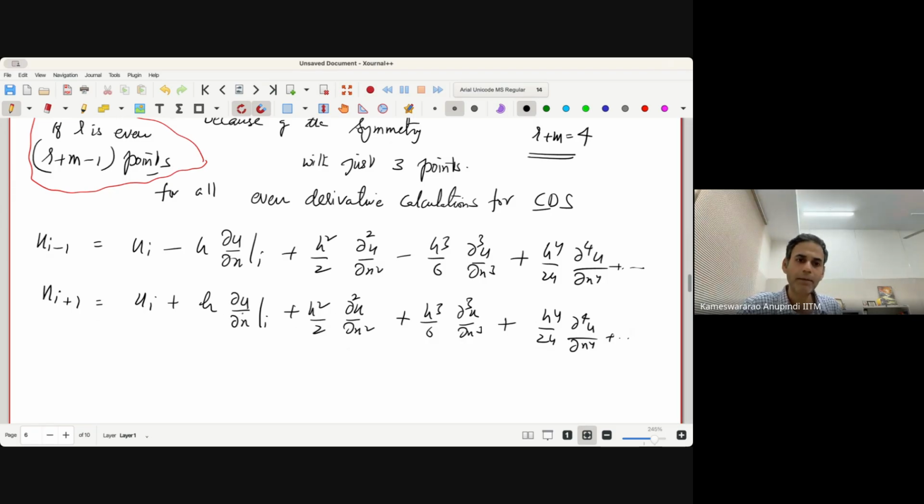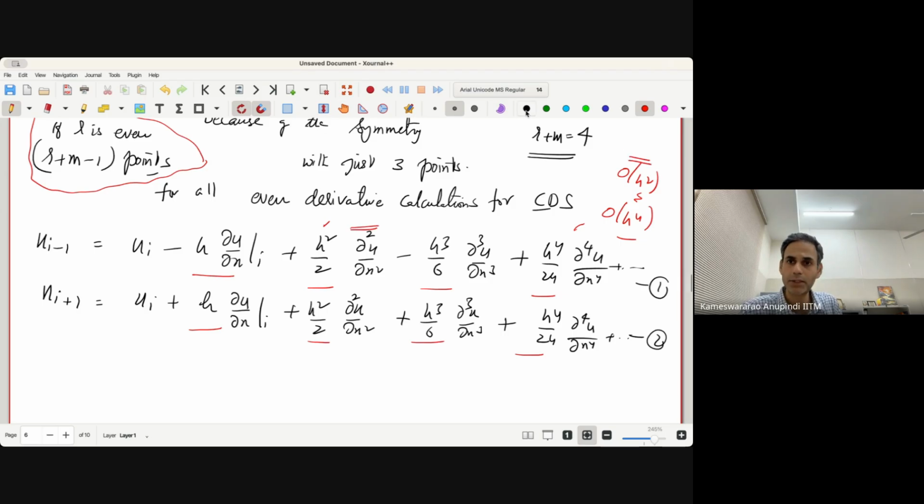Then again, by inspection, I can say that I don't need to multiply this with alpha and beta. Rather, all I need to do is basically add these two equations such that this and this will get cancelled and we will have no first derivative terms. And then these two will get added up. And then again, these two will get cancelled. And then again, these two will get added up. However, this is an order h power 4 term. But when we divide with h square, this is going to become order h square. So we end up with exactly the formula that we are looking for, which is second derivative calculation to second order accuracy, right?